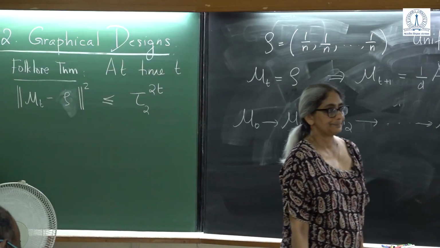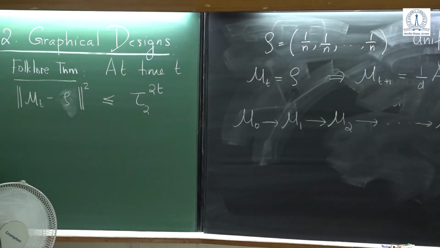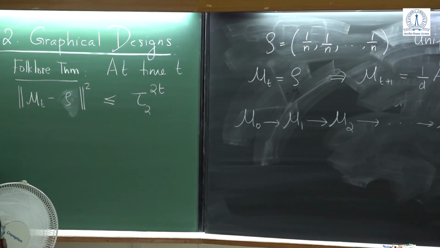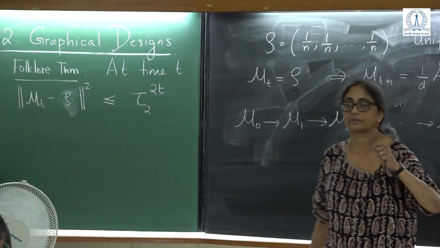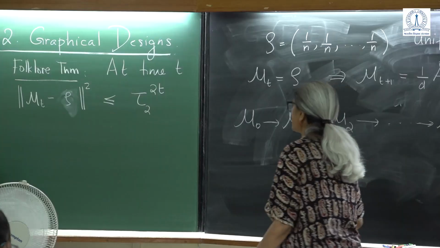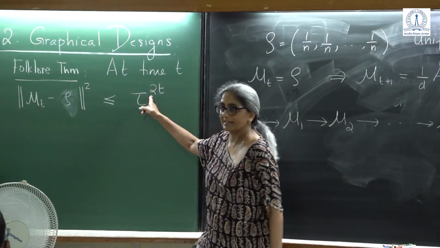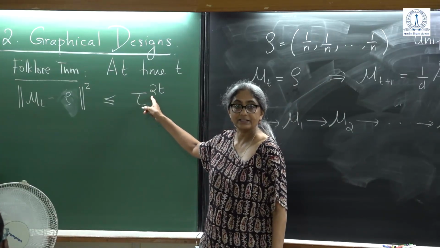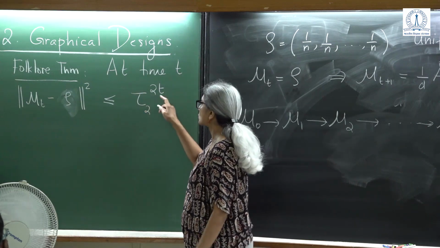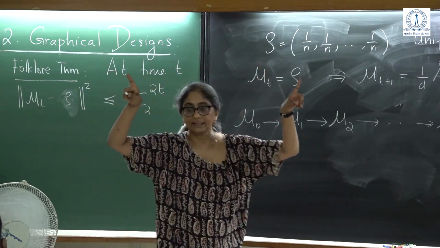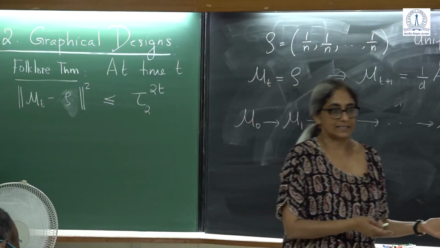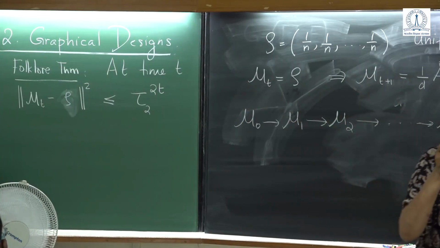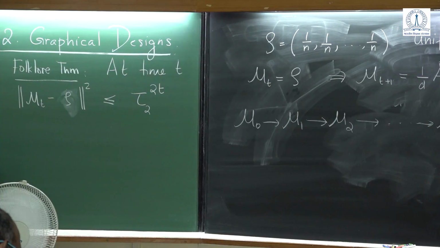This is a theorem. So tau 2 we already said what that is. It is the second largest eigenvalue in absolute value. But the absolute value is not important because there's a 2 in the exponent, right? So this is really tau 2 square to the power t. So it doesn't matter whether we write tau 2 or tau 2 absolute value, because I'm squaring it.